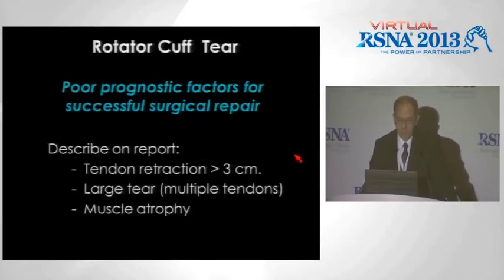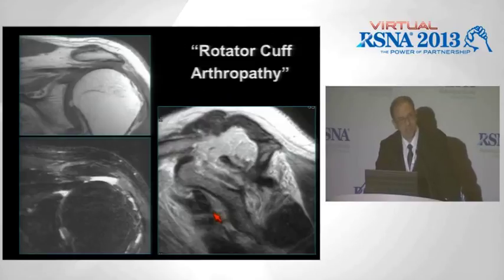So you want to describe also whether the patient has a good or bad prognosis for repair. Bad prognosis is retraction, usually greater than 3 centimeters retraction or to the glenoid rim, a large tear involving multiple tendons, and muscle atrophy. So don't describe muscle size as atrophy, describe it when you see muscle fat deposition.